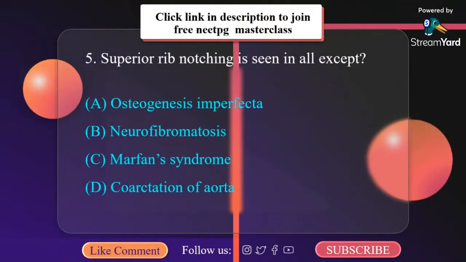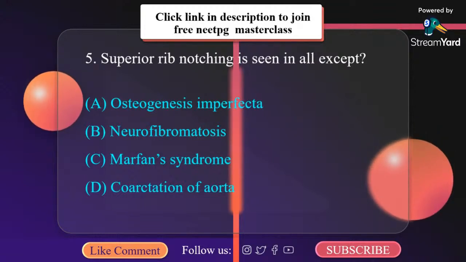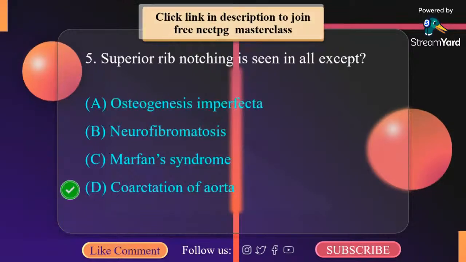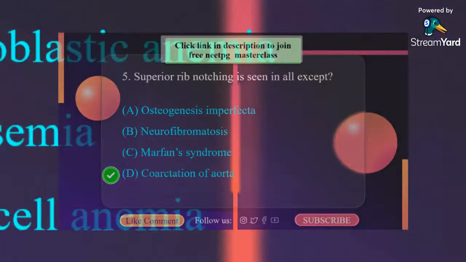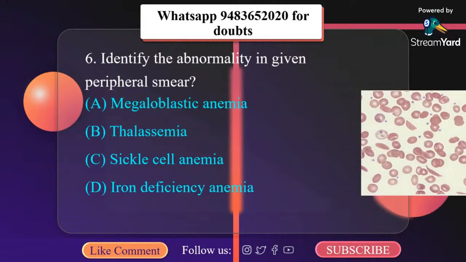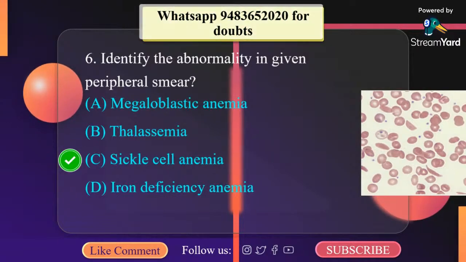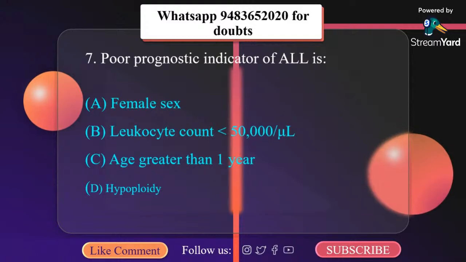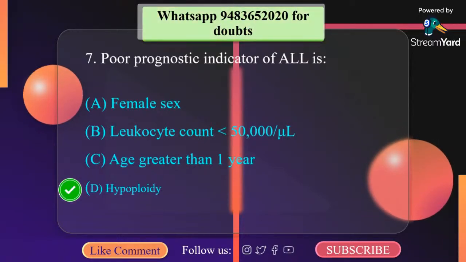Superior rib notching is seen in osteogenesis imperfecta, neurofibromatosis, Marfan syndrome, coarctation of aorta. Correct option here is D, coarctation of aorta. Abnormality given in peripheral smear. Here you can see sickle cells. It is sickle cell anemia. Poor prognostic indicator of ALL: hypoploidy is a poor prognostic factor.